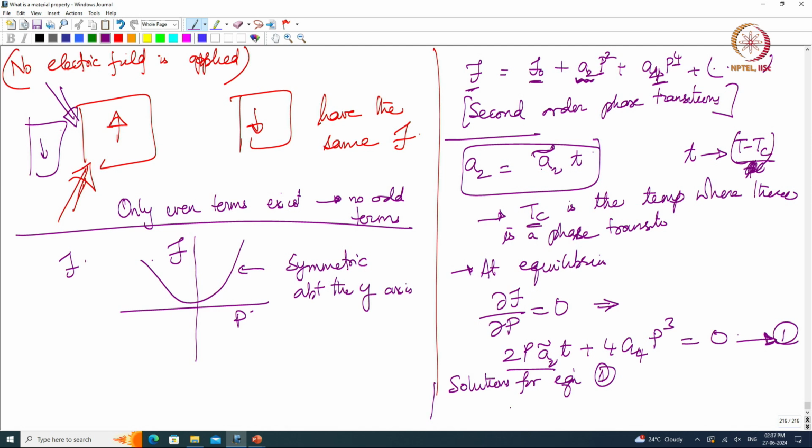The solutions are as follows: p equal to 0 is a solution, or p equal to plus or minus the square root of minus 2 A2 tilde t divided by 4 A4.